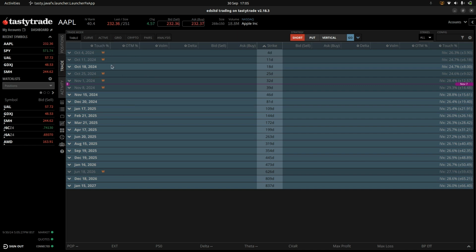Everything with an orange W is a weekly, everything else is a monthly expiration. We're going to stick with a monthly expiration, and we want to be between 30 and 60 days out in time. Ideally, 45 days would be perfect. So October 18th is the next available expiration. Monthly expiration is 18 days away, far too close. So we're going to go to the next one out, which is November 15th, 46 days away, which is much more suitable. So now we know 46 days is going to be the starting duration on our contract.